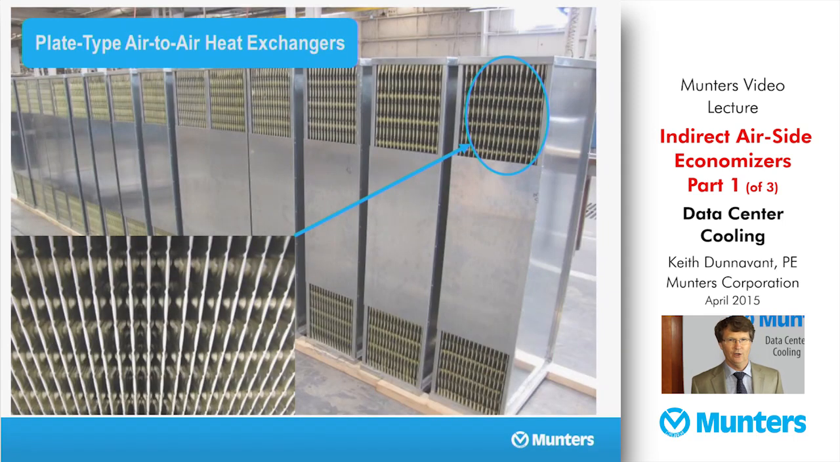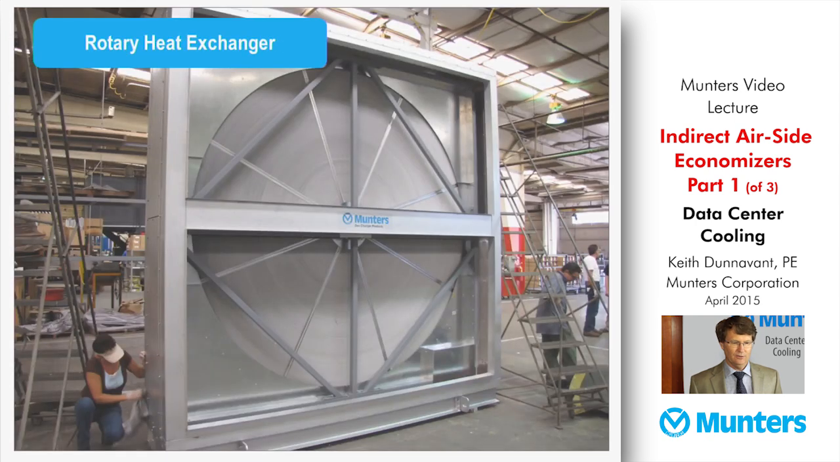This is a counterflow aluminum plate type heat exchanger. It's been coated with epoxy, and this is a very good heat exchanger choice for an indirect AirSide economizer. No moving parts, very low maintenance. Heat wheels is next, and Munters makes heat wheels up to 14 feet in diameter.